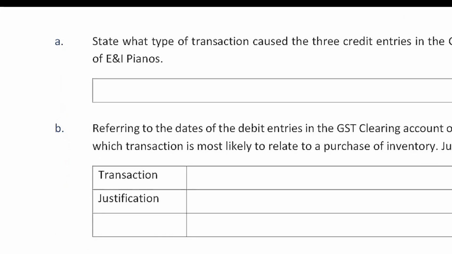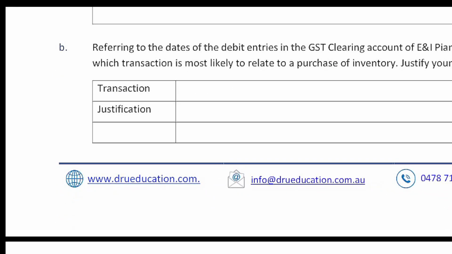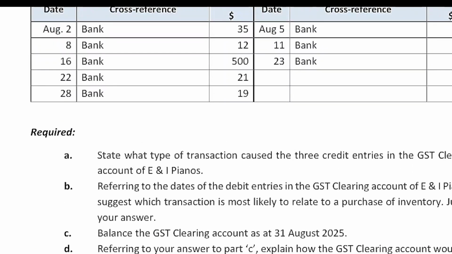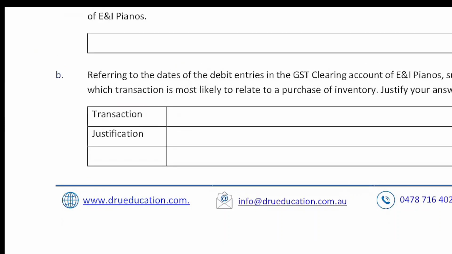Transaction is the 16th of August, because the most expensive payment has been made on the 16th, as the purchase of inventory can be the largest payment made.